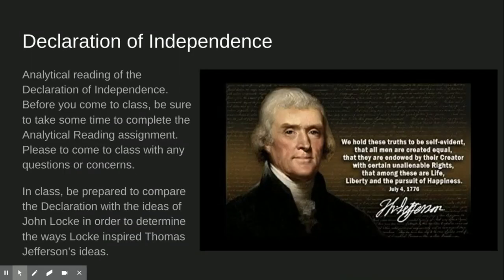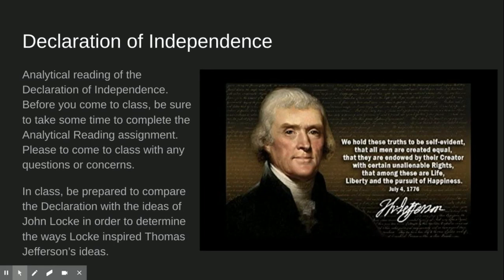What you can expect to do in class is to review your reading of the Declaration of Independence. Before you come into class, you're going to complete an analytical reading of the Declaration of Independence. Please come to class with any questions or concerns. In your analytical reading, you're going to be doing some pre-reading questions. You're going to read not the entire text of the Declaration, but some important parts of the text. And then you'll be doing some analysis after you're done with the reading.